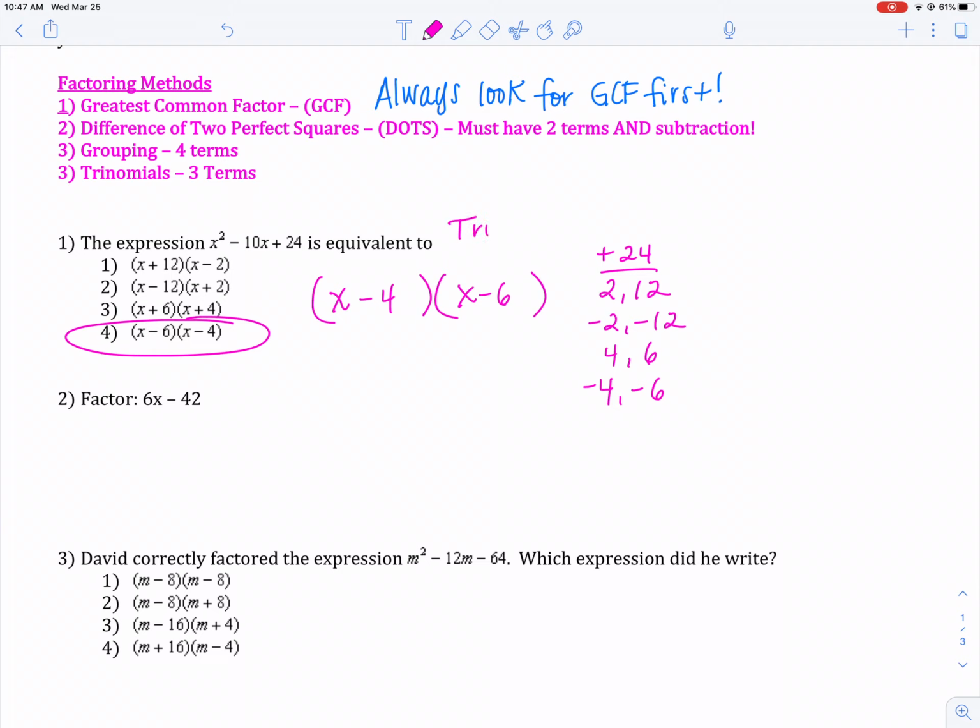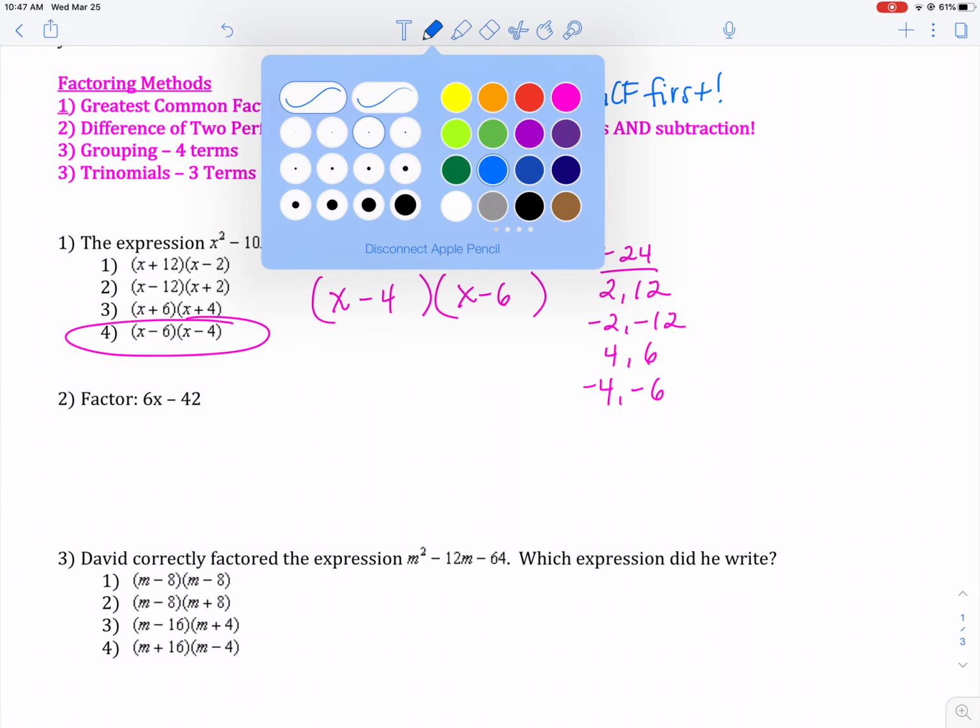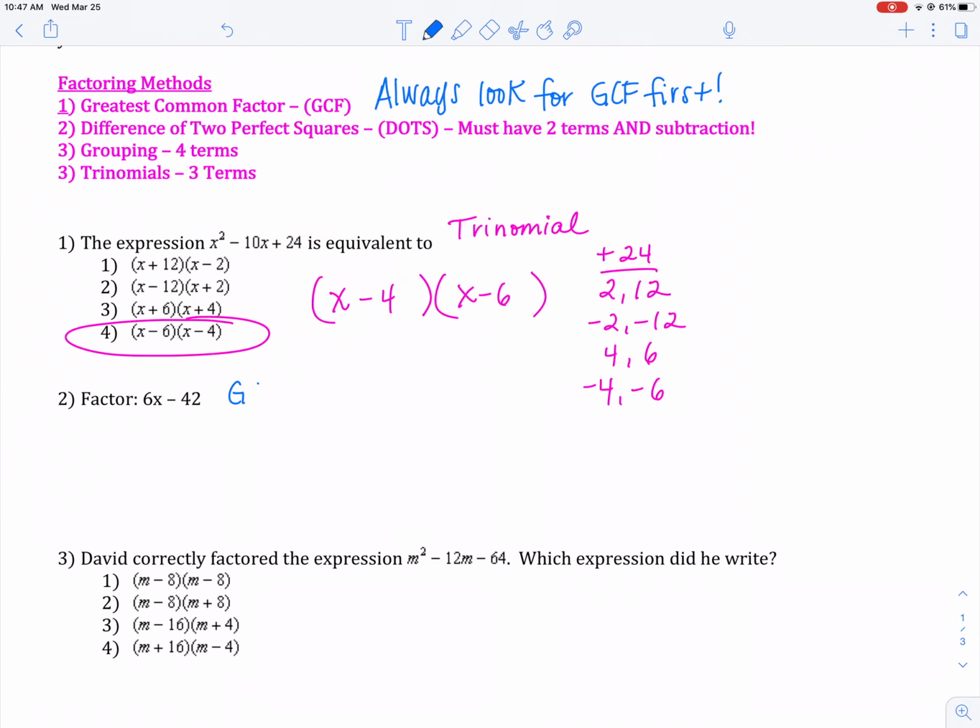In number 2, when you look at 6x minus 42, so I'm just going to write up here, sorry, I'm going backwards. This should be a trinomial. Okay, for number 2, when I look at 6x minus 42, the first thing I'm looking for is a greatest common factor. And this has a GCF. The greatest common factor between a 6x and a 42 is 6.